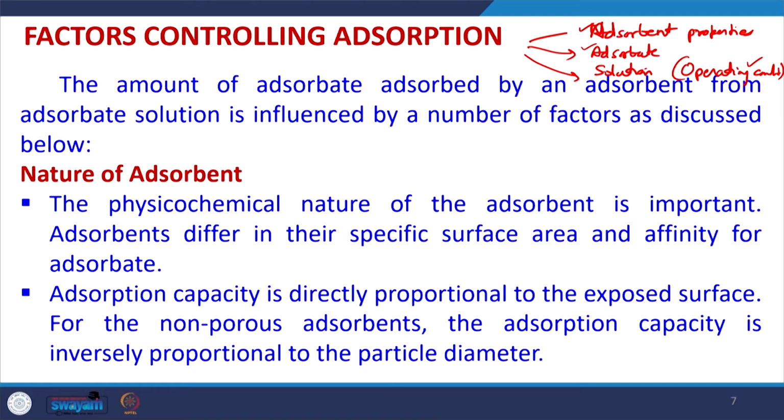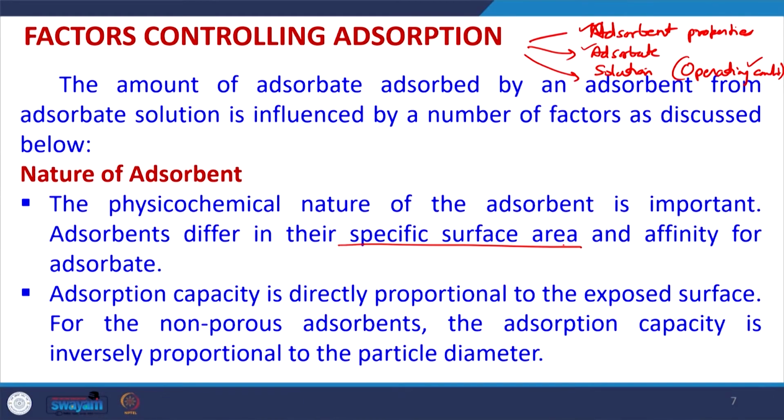Now, we will start with the nature of the adsorbent. Already we have discussed a few of its properties, and the physico-chemical nature of the adsorbent is very important. Adsorbents may differ in specific surface area and affinity. Many commercial adsorbents have very high surface area, like metal organic frameworks, which may have more than 5000 meter square per gram, and up to 7-8,000 also.